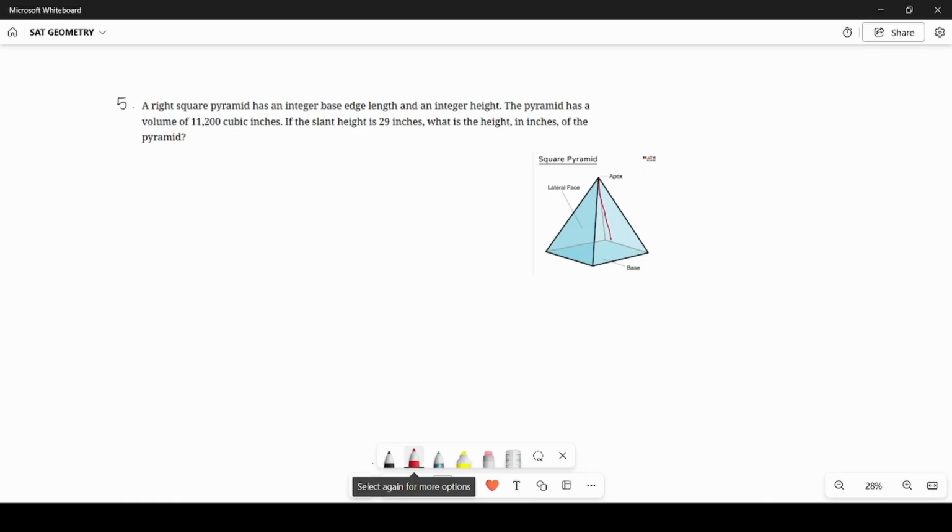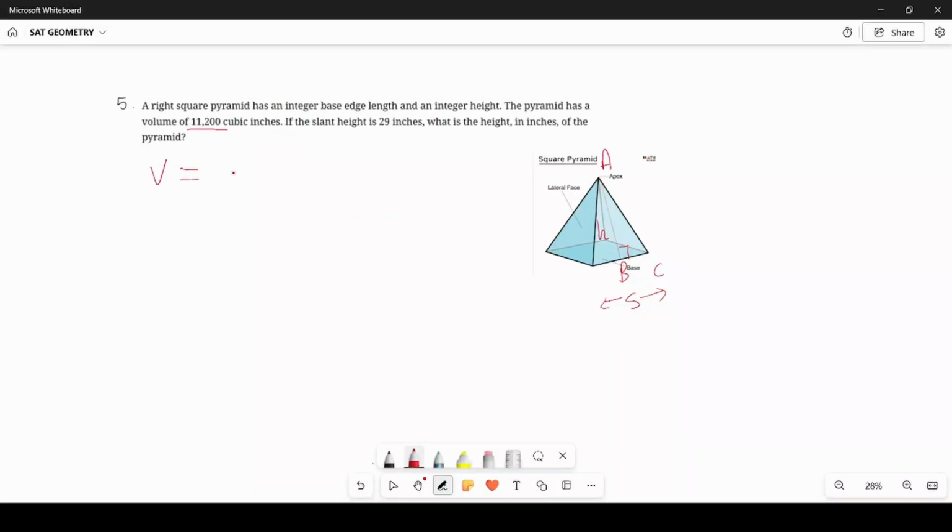So I'm just going to draw a perpendicular here, and this perpendicular is going to be the height. Let me name this triangle as triangle ABC. And we will assume that the side length of this square base is given by the variable s. Now, it is given to us that the volume of this square pyramid is 11,200 cubic inches.